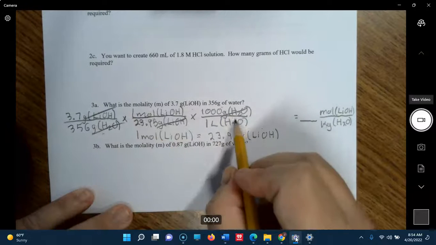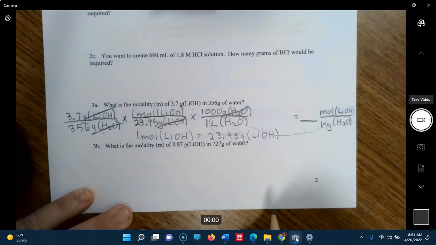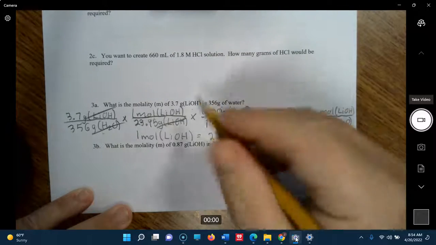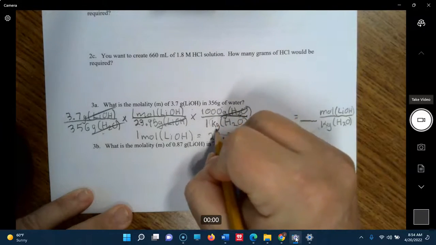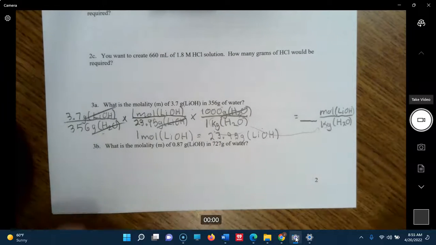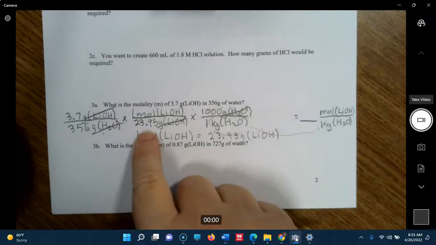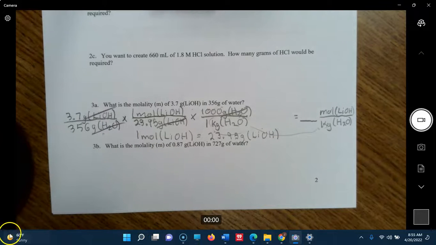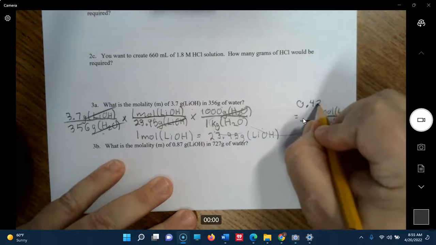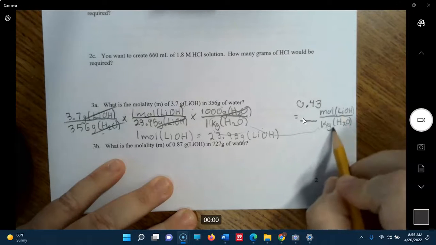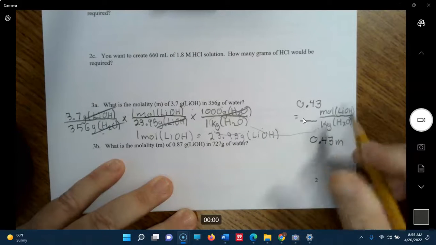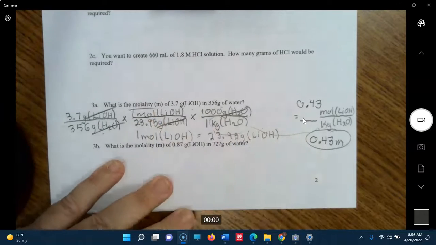Grams of H2O, so we have liters of H2O on the... I'm sorry, I put liters. Wrong, it's kilograms. 1,000 grams equals 1 kilogram. Okay, so now we've got kilograms, so it's 3.7 times 1,000 divided by 356 divided by 23.95. And that gives us 0.43 moles LiOH per kilogram, or the way we should write it is 0.43 small m, molal. That's what it's asking for.